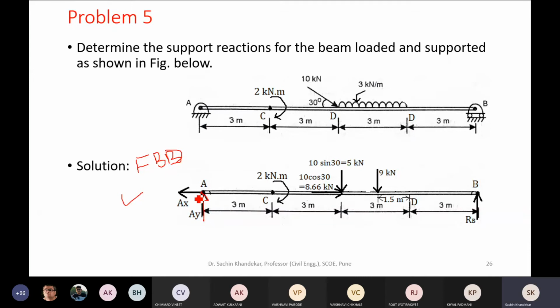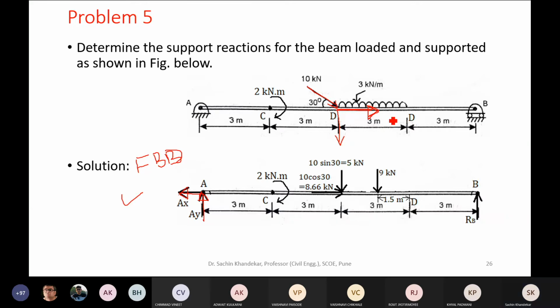So I have assumed AY in upward direction and say AX in horizontally leftward direction. Now see, I will tell you here in this particular problem why I have considered AX in leftward direction. There is one inclined concentrated load, which we are going to resolve into two components, one vertical and one horizontal. Of course, the direction of horizontal component will be in rightward direction, correct? Is there any other force which is having horizontal component?